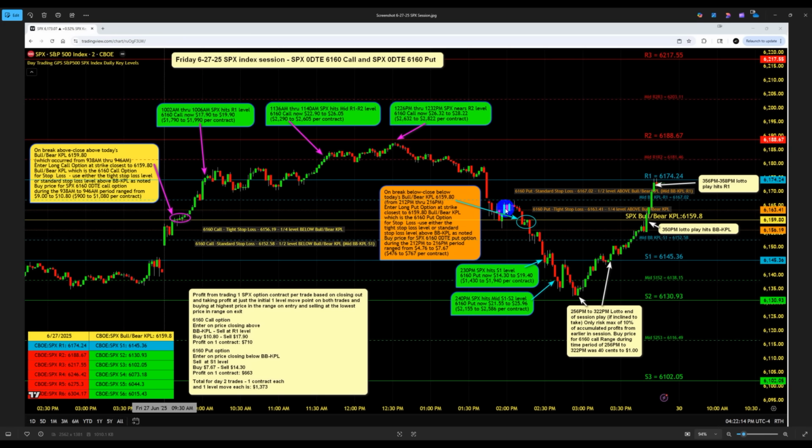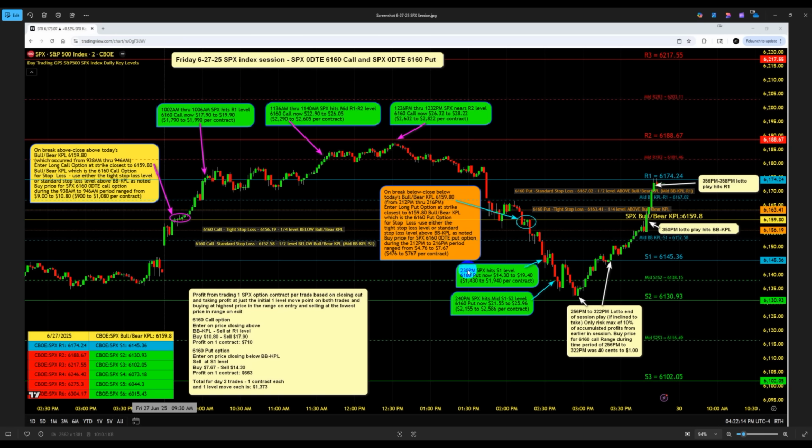Okay, so during this time period, it's obviously later in the session, so the options are going to cost much less than they did earlier in the session. So the 6160 0DTE put option ranged from 476 to 767 during this period of 212 to 216. That's $476 to $767 per contract entering during this time period. There are your two stop loss options.